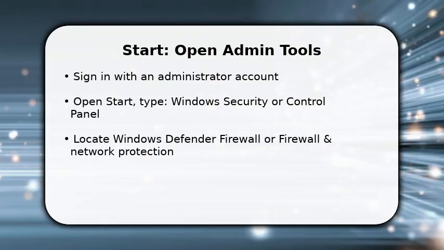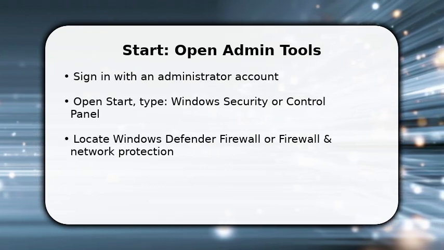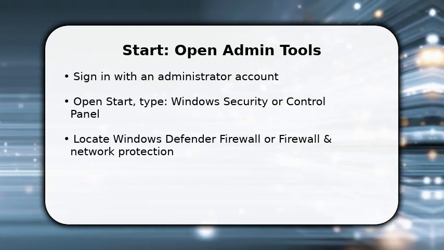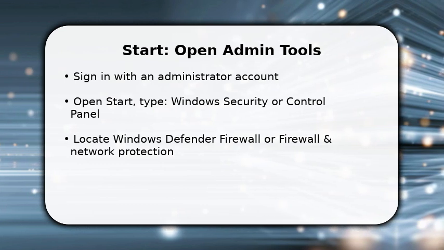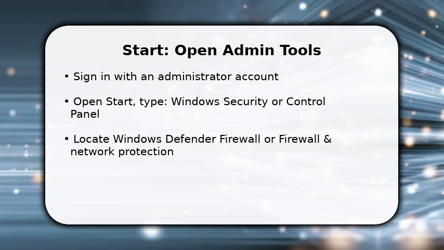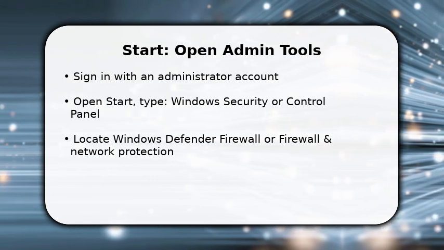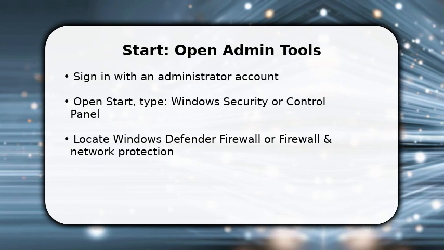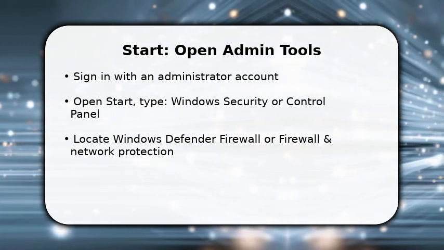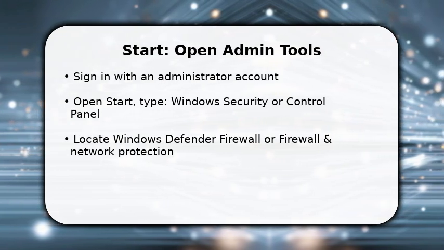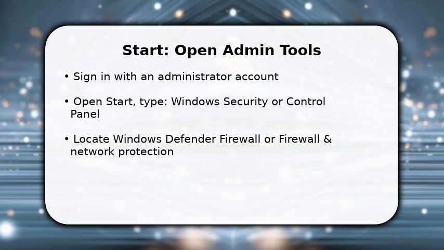You begin by using an administrator account, so changes apply system-wide. Open Start, type Windows Security or Control Panel, then select Windows Defender Firewall or Firewall and Network Protection. Once done, click Advanced Settings or the Restore Defaults option if shown. This gives you direct access to rules and services. Make sure to note any custom rules you need to recreate. This step prepares the system and prevents permission errors when you perform the actual reset.